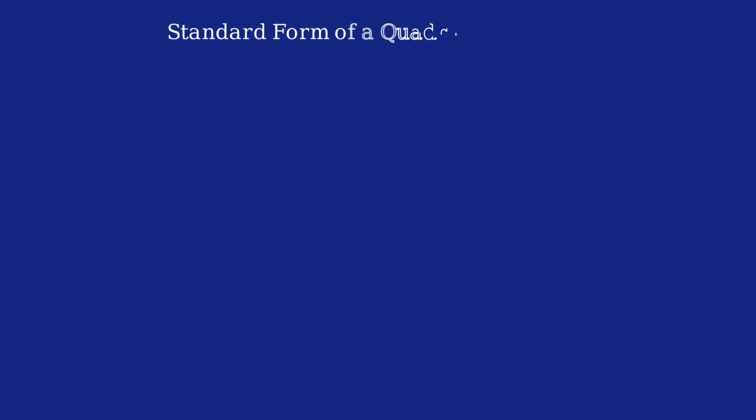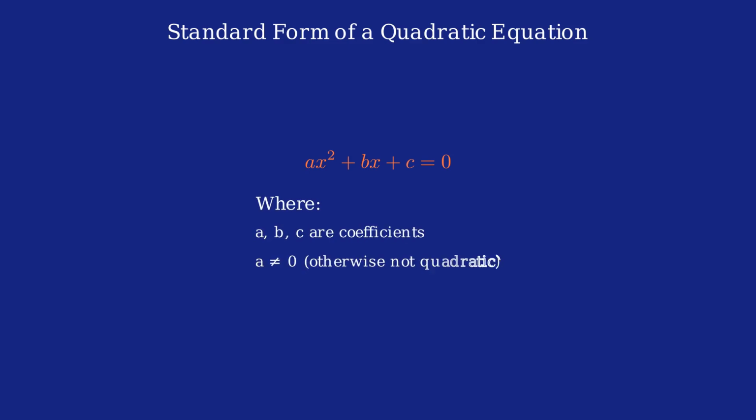The standard form of a quadratic equation is ax squared plus bx plus c equals 0. In this equation, a, b, and c are coefficients. The coefficient a must not equal 0, otherwise the equation would not be quadratic.